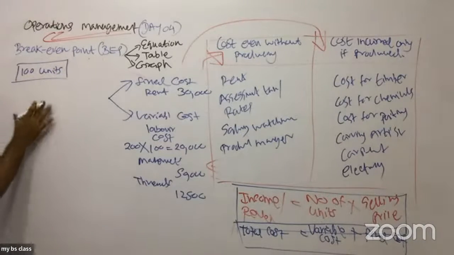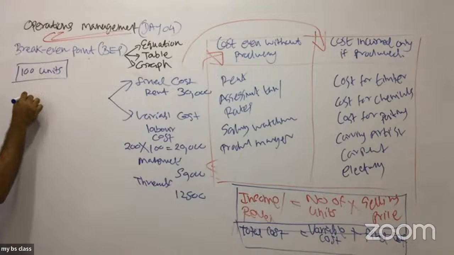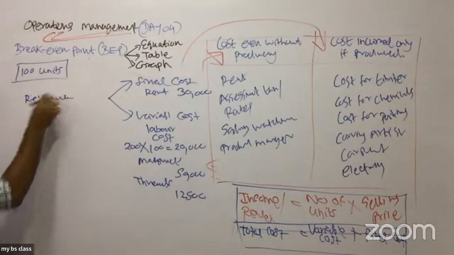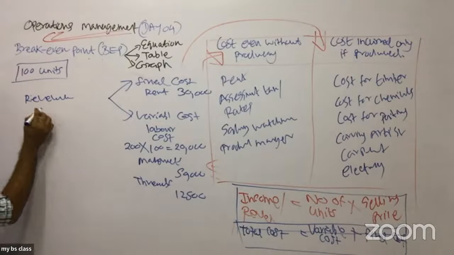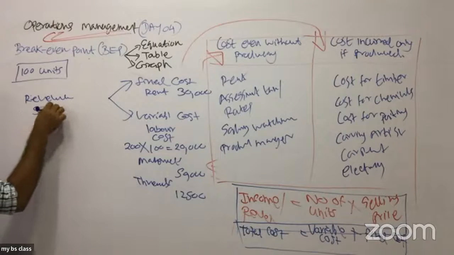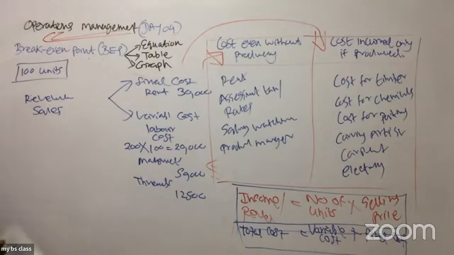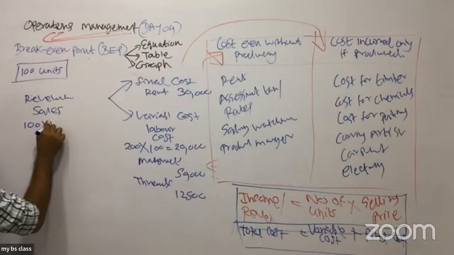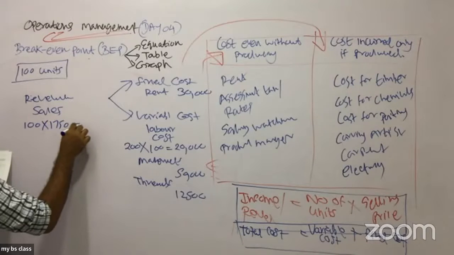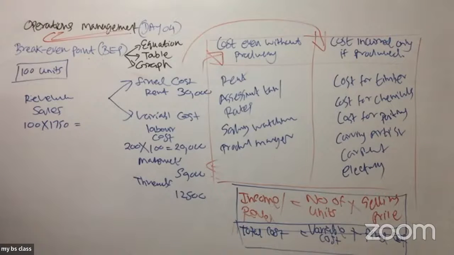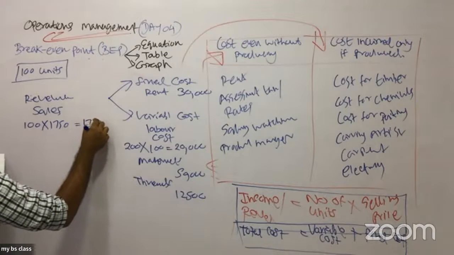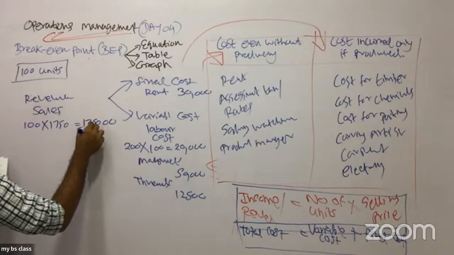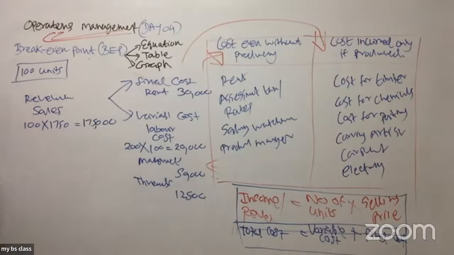So in order to calculate the profit, we can get the revenue here, right? Revenue is the sales. So 100 units, number of units into selling price, 1,750. That is a total revenue of 175,000.